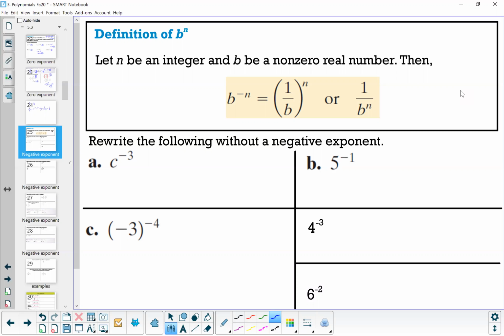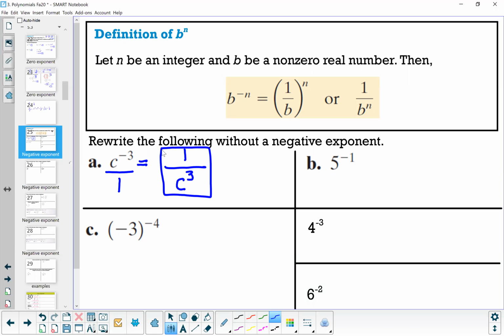And this rule says, well, this is also equal to, think of c to the -3 power as c to the -3 over 1. So you want to take c to the -3 across the fraction bar into the denominator. And so we get 1 over c to the 3rd power. Now the exponent is positive, and that's our answer. So all of these questions we're going to write without a negative exponent.